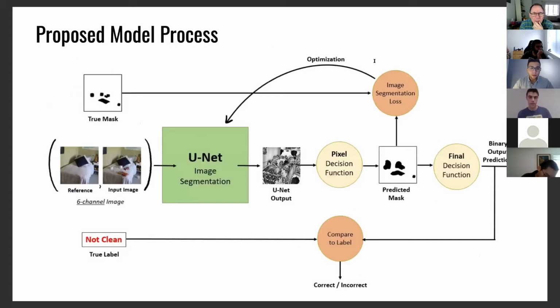So here we can see the full process of the model. There are two main parts. The one I just described, where we send in the reference picture and the input picture through the UNet and obtain the grayscale output. Then that grayscale output is passed through a pixel decision function where every pixel is classified as clean or dirty. That's how the predicted mask is generated, which is compared to the true mask, and that's how the model is optimized. The last part is where we look at the predicted mask and determine whether there is garbage or not, and whether we should notify the owner of the house or not.